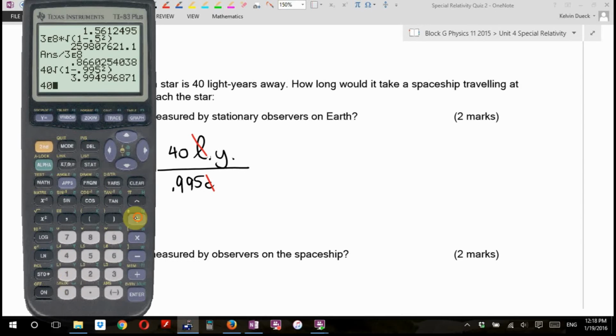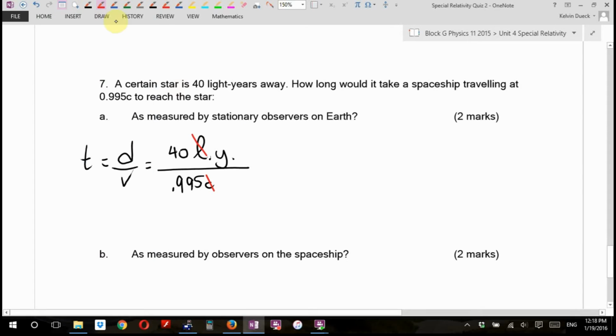It's going to be 40 divided by, you know what? They're almost traveling the speed of light. If they were traveling at the speed of light, it would take them 40 years. It takes them a little bit longer, but not much. 40.2 years.